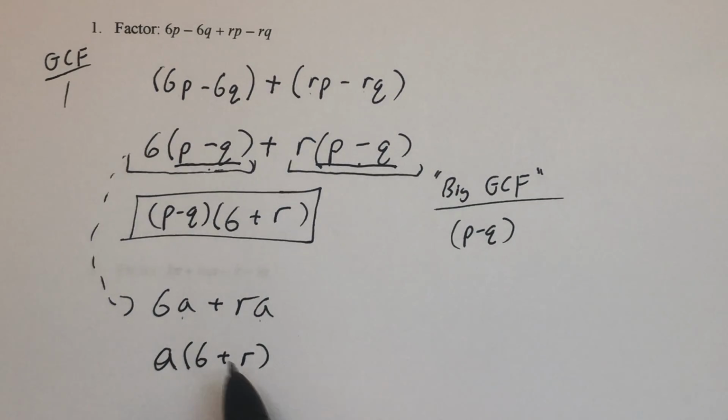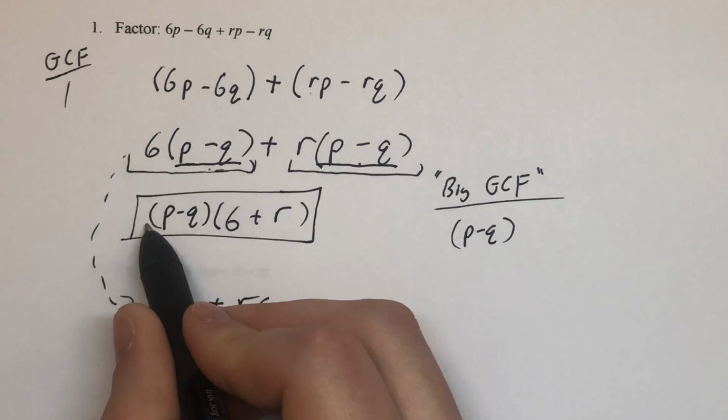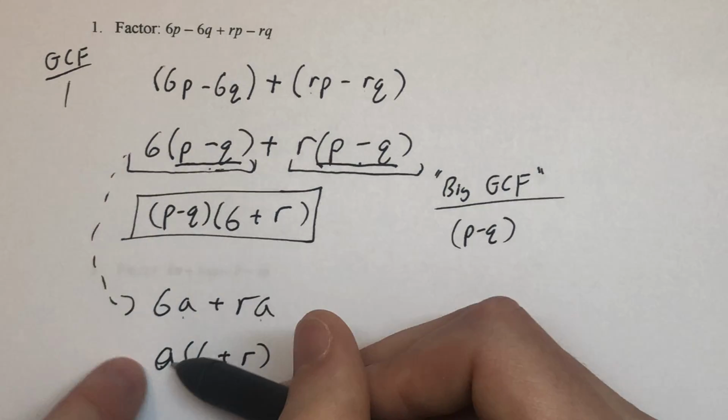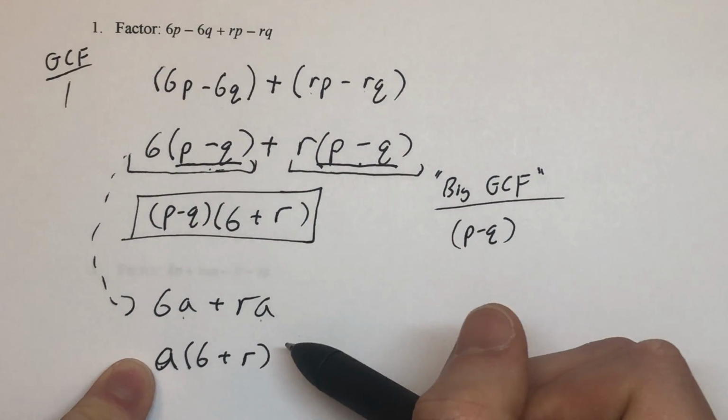And the only difference here is a is that whole parenthesis expression, right? There's the 6 plus r left over. The p minus q in common was just this thing down here that I simplified by calling a.